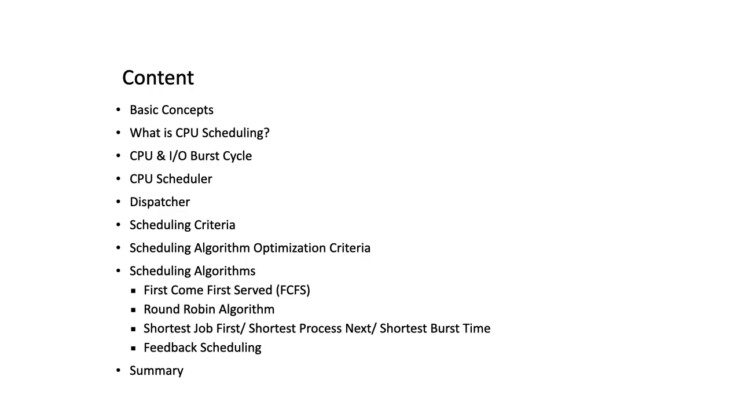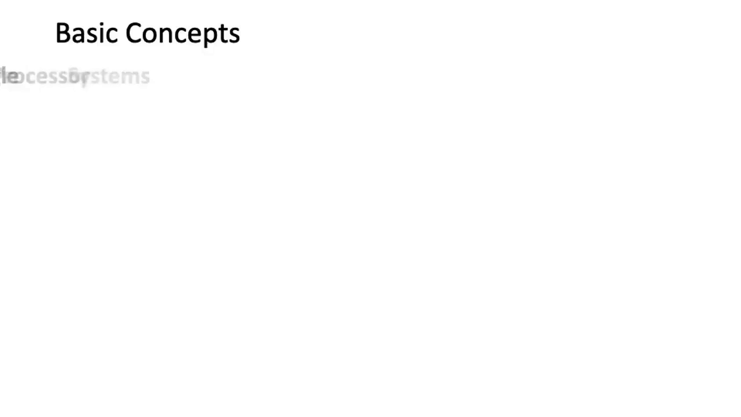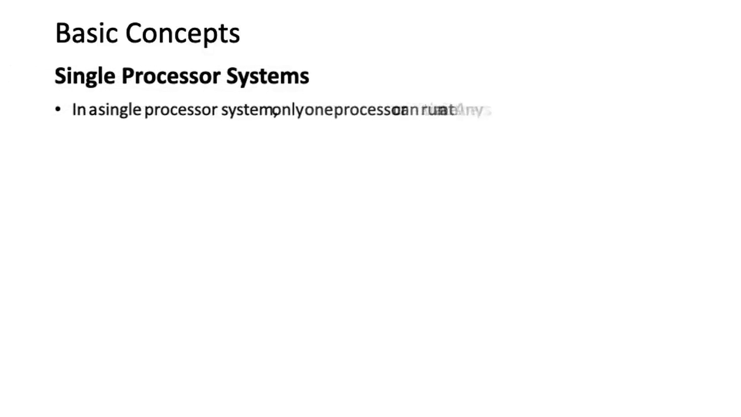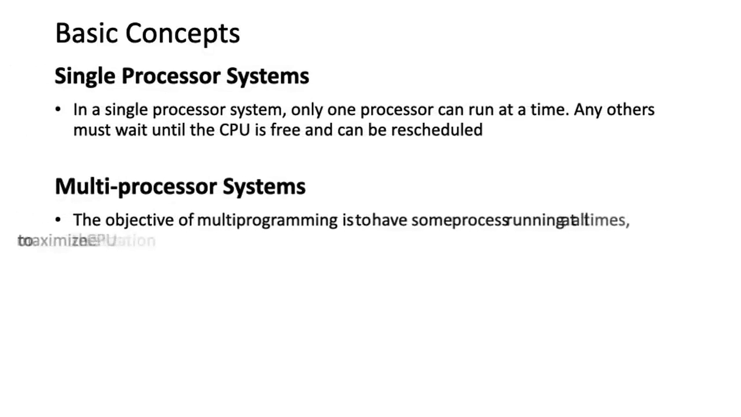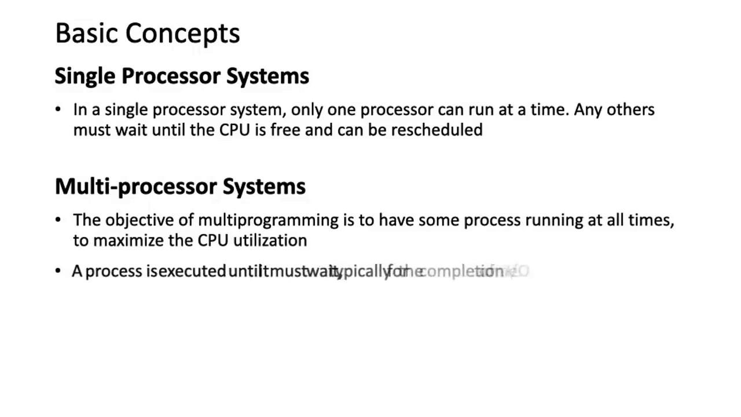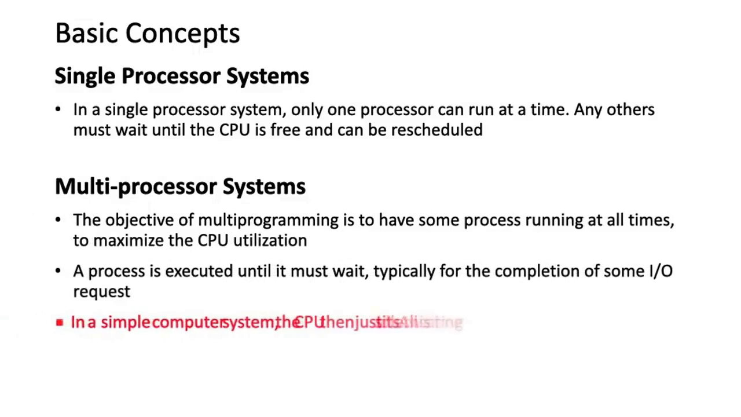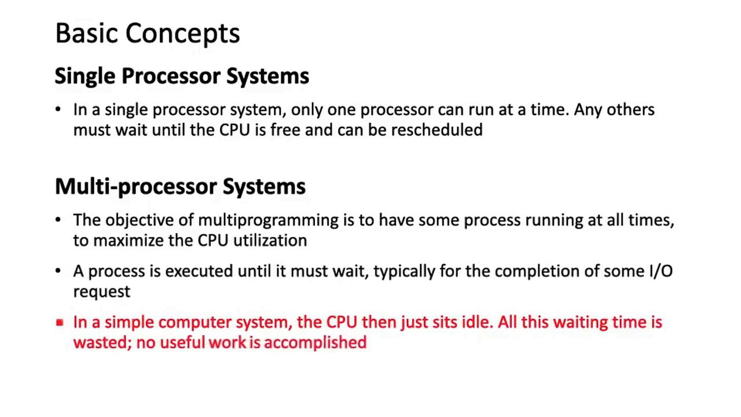Before going to the content of this chapter, let's recap some basic concepts that we have already learned from previous chapters. Here, it will be useful to understand the difference between both single-processor systems and multiprocessor systems. If you don't remember what they are, please go through the previous materials and understand the concept behind them.